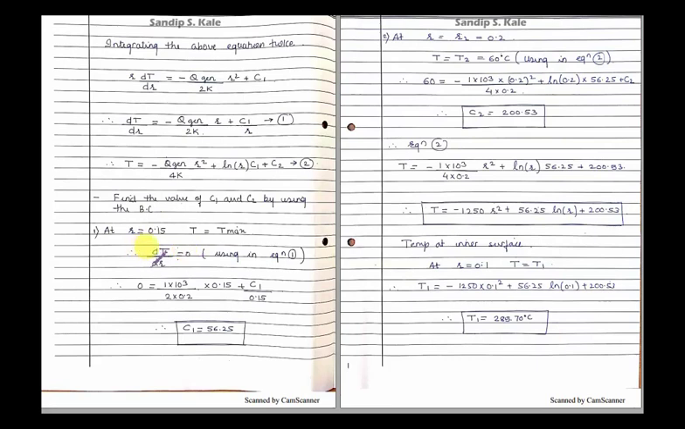So what we will do now, we will substitute this dT by dr equal to 0 in equation number 1. Why? Because at T max, dT by dr is equal to 0. That is, change of temperature with respect to radius will be 0. So if I substitute this, what I will get? This is equal to 0.